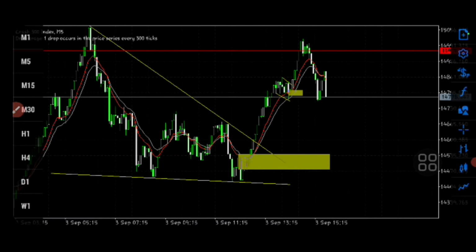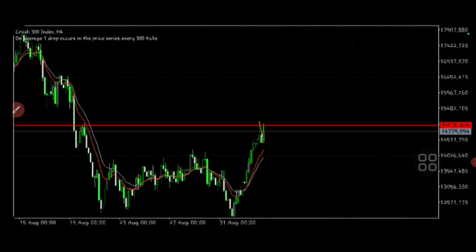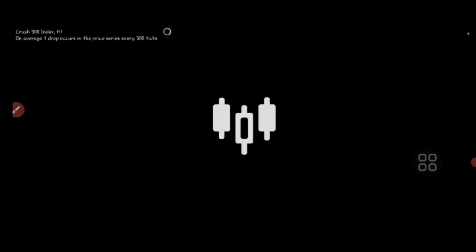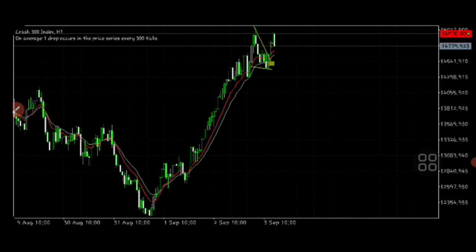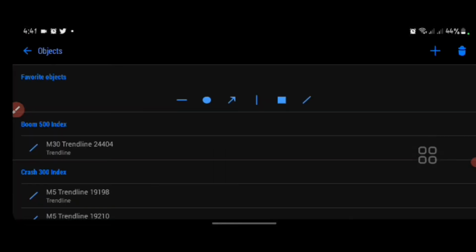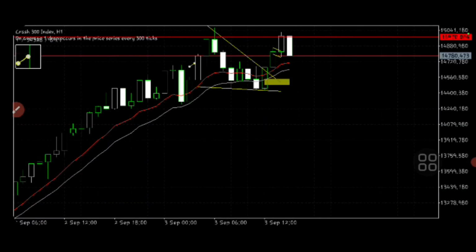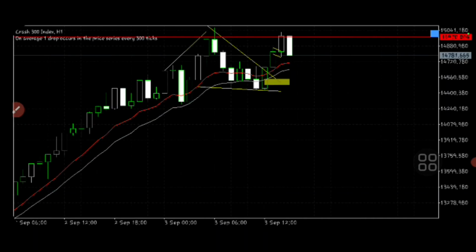So on the higher time frame, I was actually looking at this from the H1 time frame. We do use H1 and H4 as a higher time frame. So on H1 time frame, I saw the break of structure right here. I knew this was my order block.